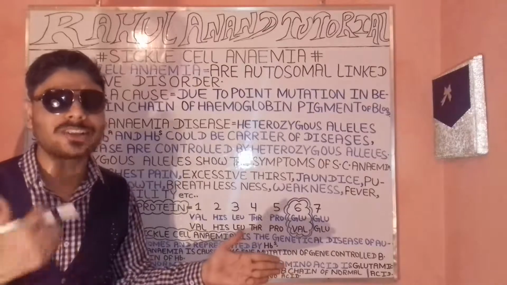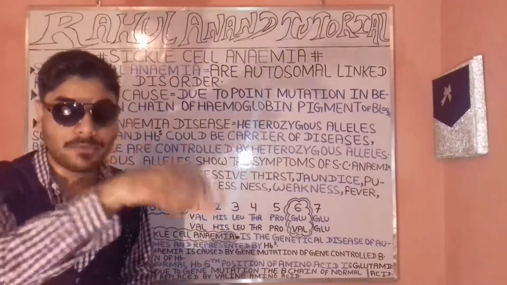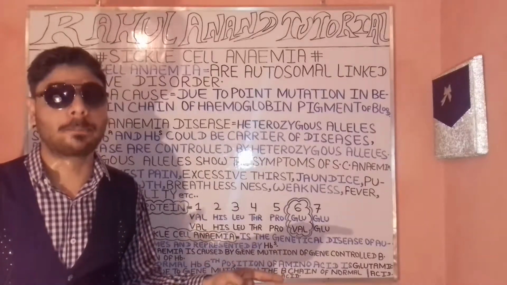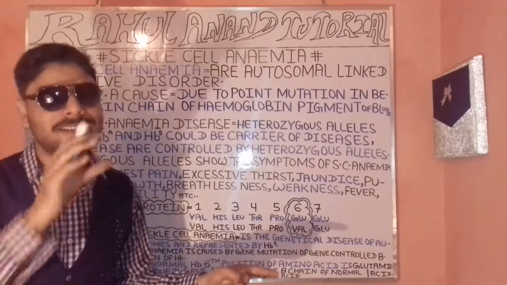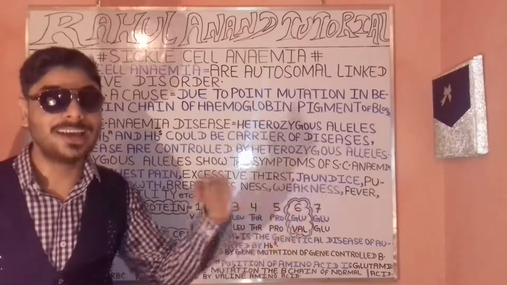Now, when we are talking about the plasma, it will be divided with reference to the protein. Around 7% of the protein is present with reference to the composition of the blood.